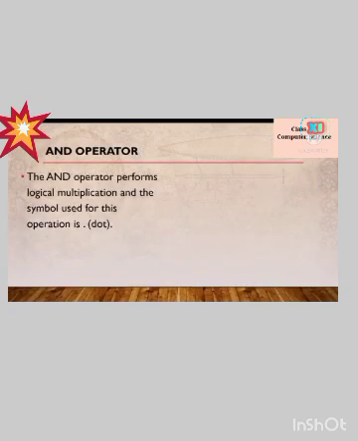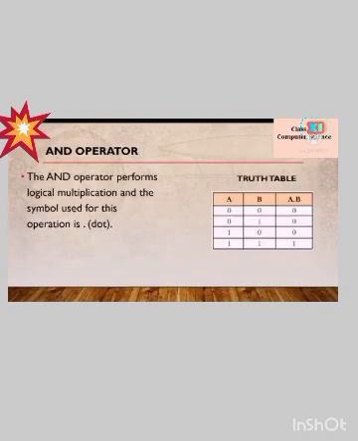Next, we are going to see the AND operator. The AND operator performs logical multiplication and the symbol used for this operation is dot. This is the truth table for the AND operator. A dot B. The inputs are A and B. When either of the inputs is 0, the output is 0. We get the output as 1 when both of the inputs are 1. Otherwise, if either input is 0 or both inputs are 0, then the output is 0. So, we get 1 only when all the inputs are 1.